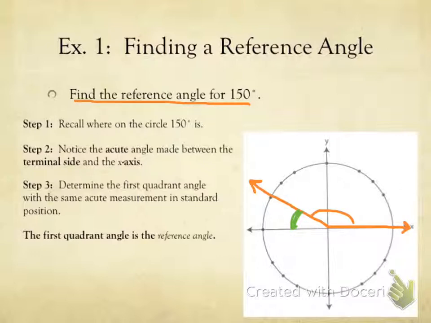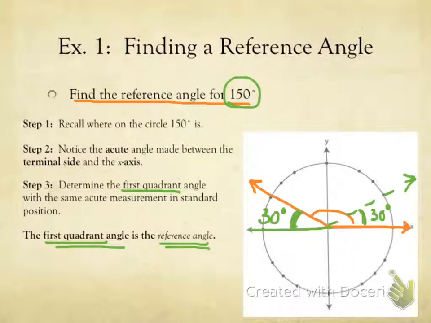Okay? And then step three is to determine the first quadrant angle with the same acute measurement in standard position. So, if you think about this, if the orange angle is 150 degrees, then how much is the green angle right here? Well, since we know all the way over to the other side of the x-axis gives us 180 degrees total, that means this part would have to be a 30 degree angle. So what I want then is that same acute angle over here in the first quadrant, 30 degree angle. And so this first quadrant angle that I've just found is what we call the reference angle for my original 150 degree angle.